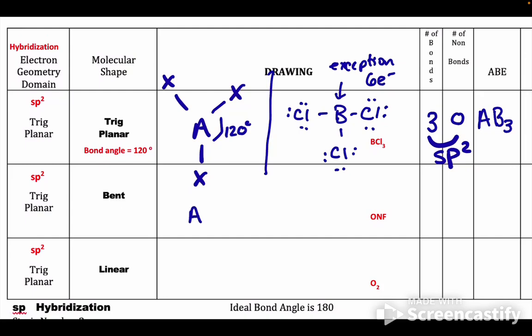There's also a bent for sp2 hybridization. It would have a central atom. Again, the difference between this bent and the sp3 hybridization is you only have 1 lone pair of electrons on the top. Example of this.